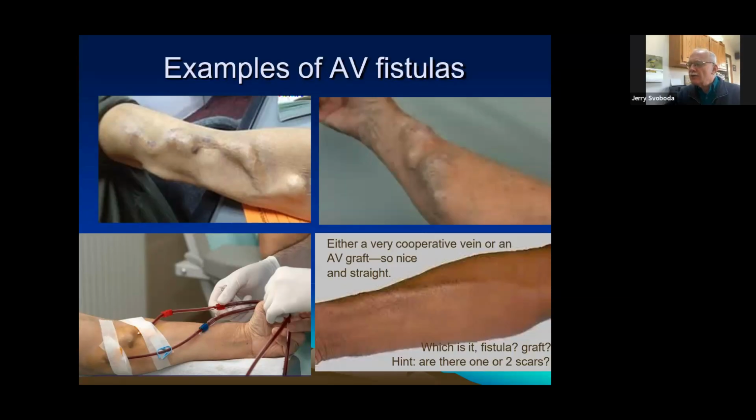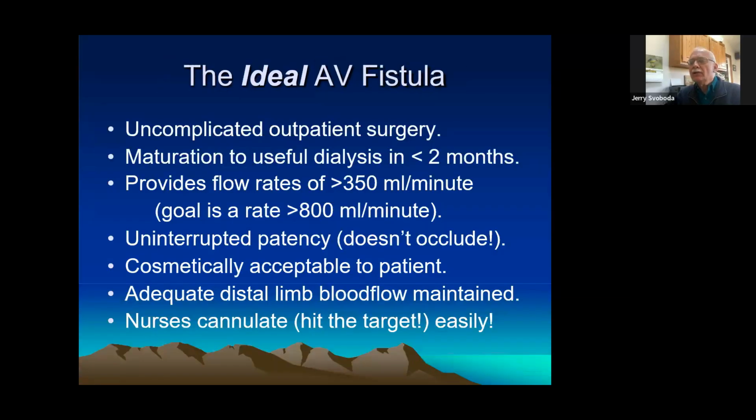Look for the scars. If there are two scars, one at each end, it's most likely a graft. If it's nice and straight or a nice smooth curve, it's not most likely a graft. But you won't see many of those in East Africa. Now, the ideal AV fistula is done as an outpatient, but we have found during the 3 prior AV fistula camps that we have held that keeping the patients overnight in East Africa, at least at this time, is a good idea.